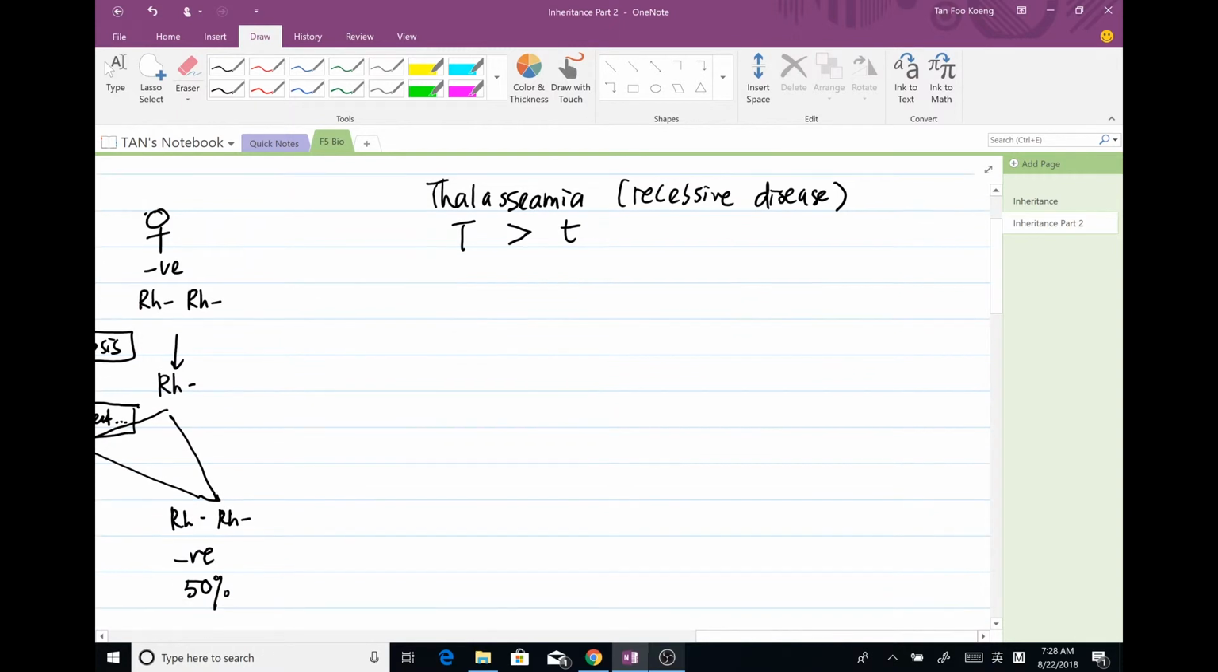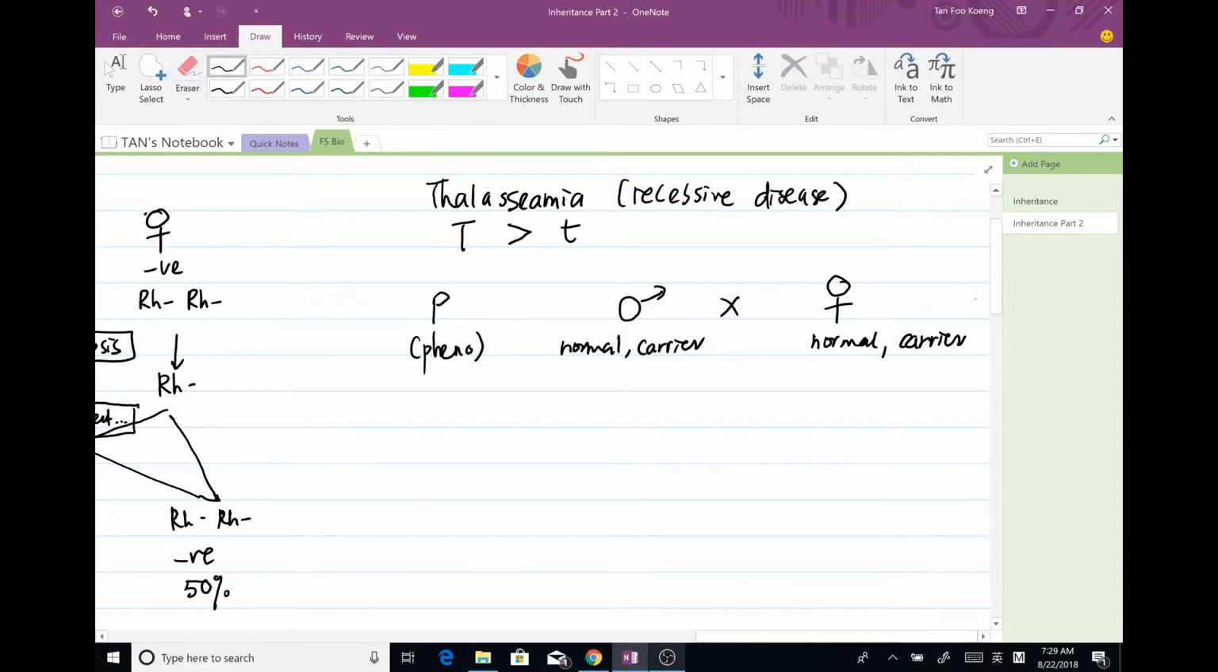Now, since this is not a sex-linked disease, I don't have to state whether the genotype of the parents is X or XY. So we start with the schematic diagram again. This is the symbol for male. A male is crossed with a female. Both are parents. And normally in the questions, we must be given information about the phenotype of the parents first. Let's say the father is normal. However, he is a carrier. The mother, let's say, is also normal and a carrier.